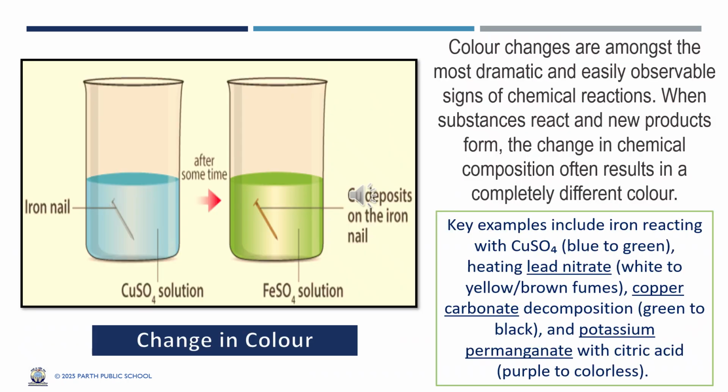A change in color is another important characteristic of a chemical reaction. For example, when iron reacts with copper sulfate solution, the blue color of copper sulfate changes to green. This color change confirms that a chemical reaction has occurred.